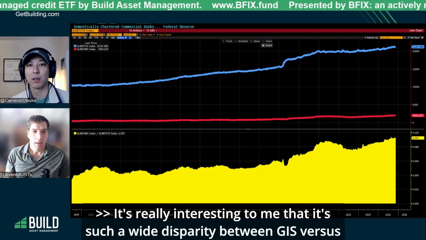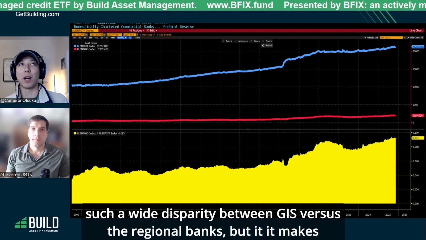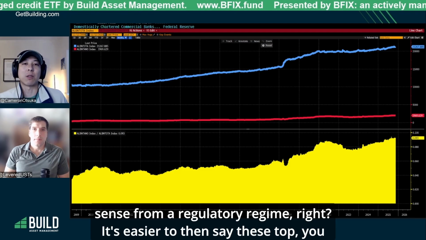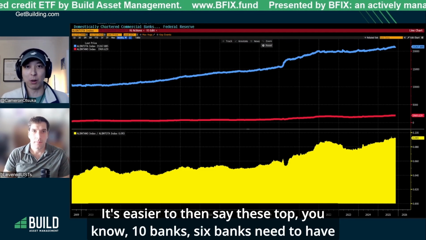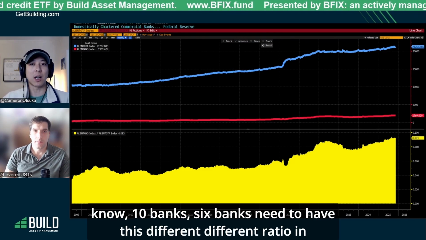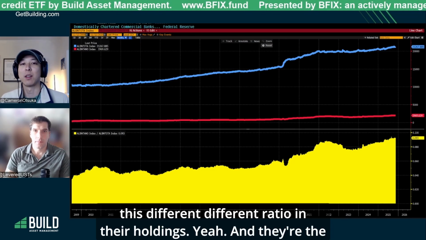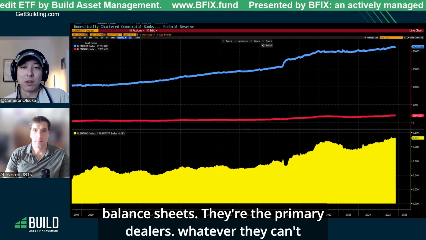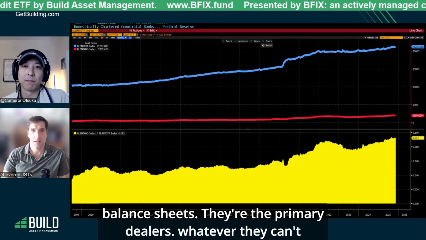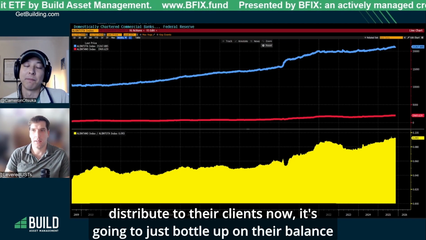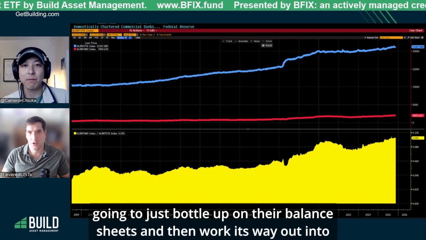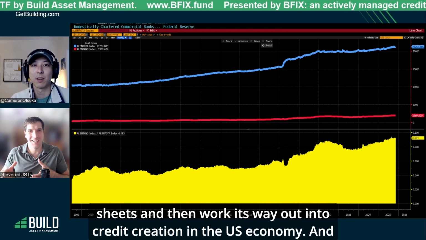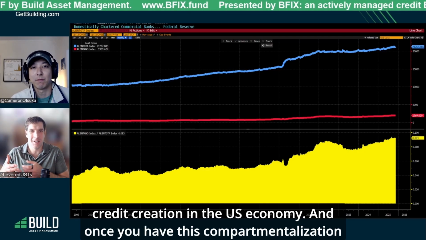All right. It's really interesting to me that it's such a wide disparity between GSIBs versus the regional banks, but it makes sense from a regulatory regime, right? It's easier to say these top 10 banks, six banks need to have a different ratio in their holdings. Yeah, and they're the safety valve. They're the largest balance sheets. They're the primary dealers. Whatever they can't distribute to their clients now just sticks on their balance sheets and then works its way out into credit creation in the U.S. economy.